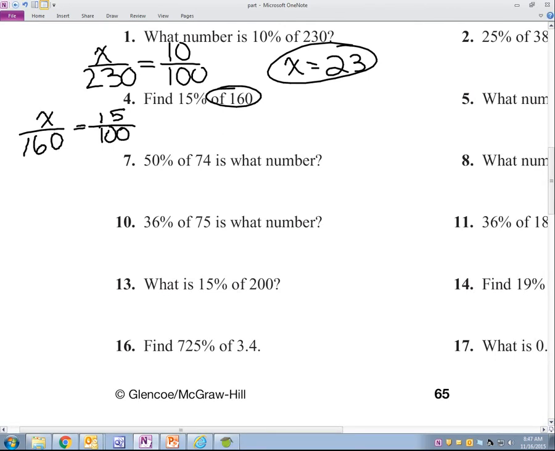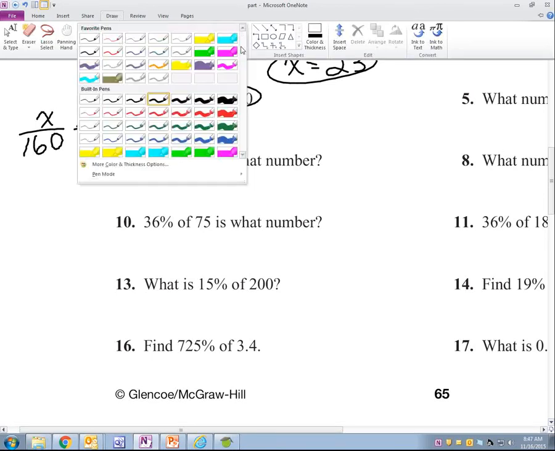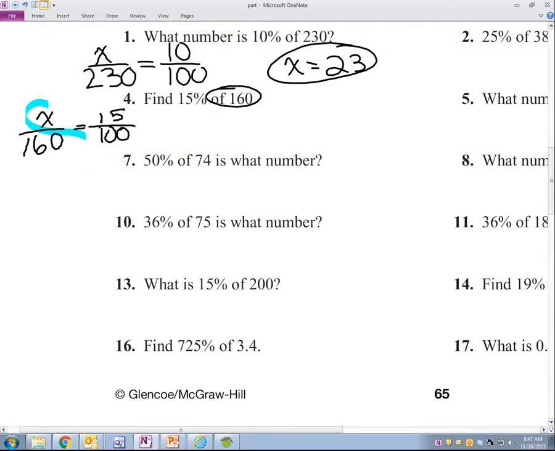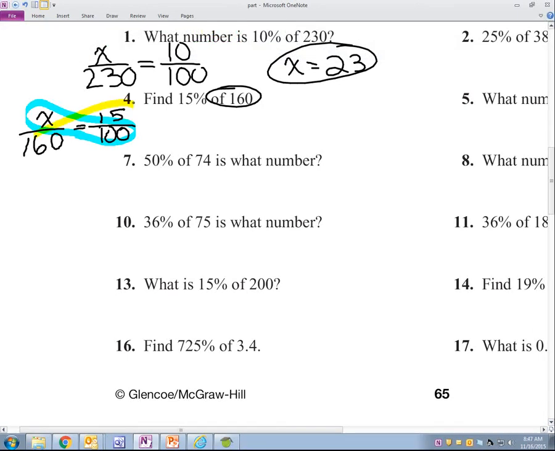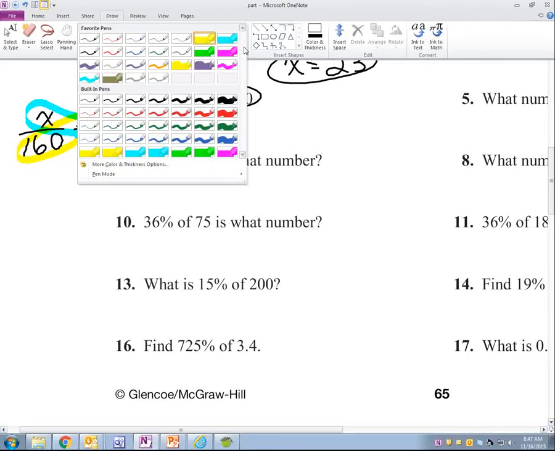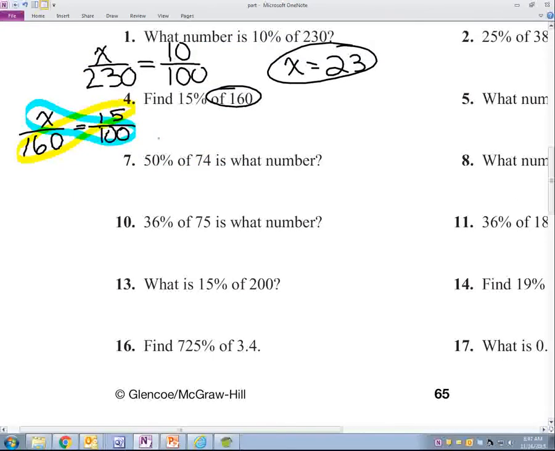So I have to do cross products. I'm going to multiply x times 100 and 15 times 160. So that's my next step. I'm going to write that down now. 100x equals 15 times 160. On a scratch piece of paper, I would do this.